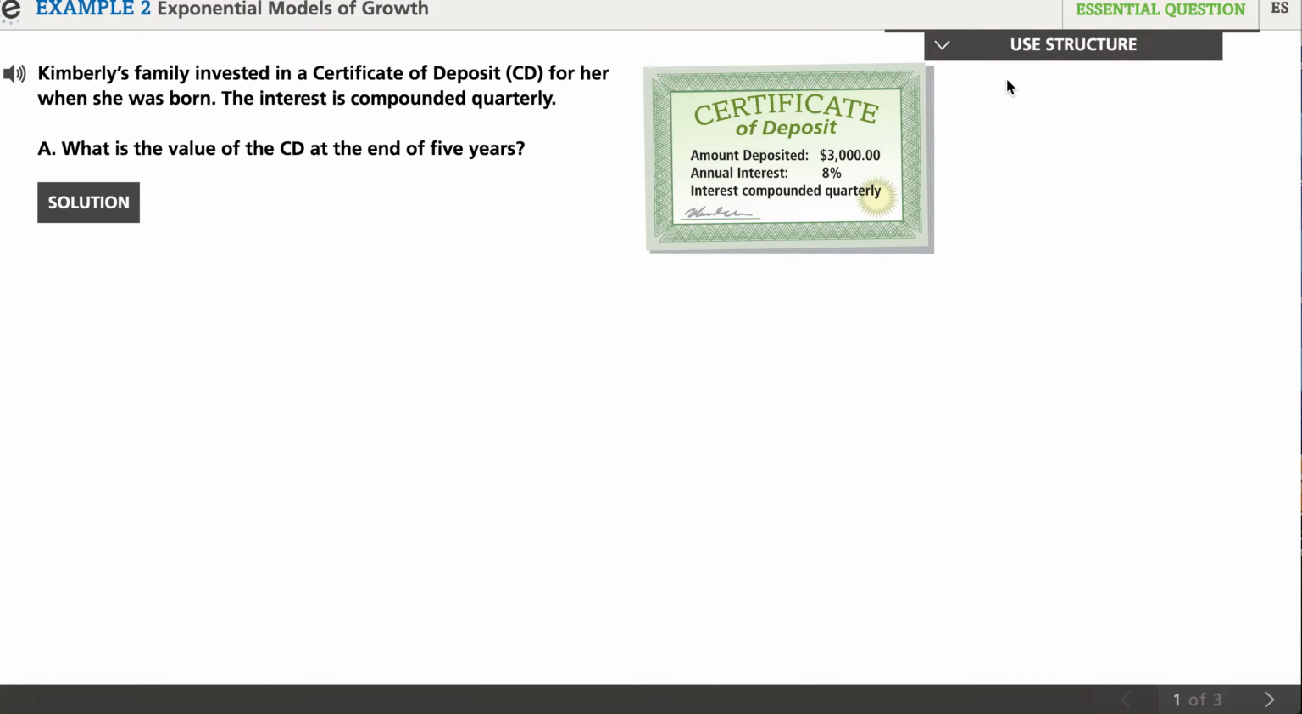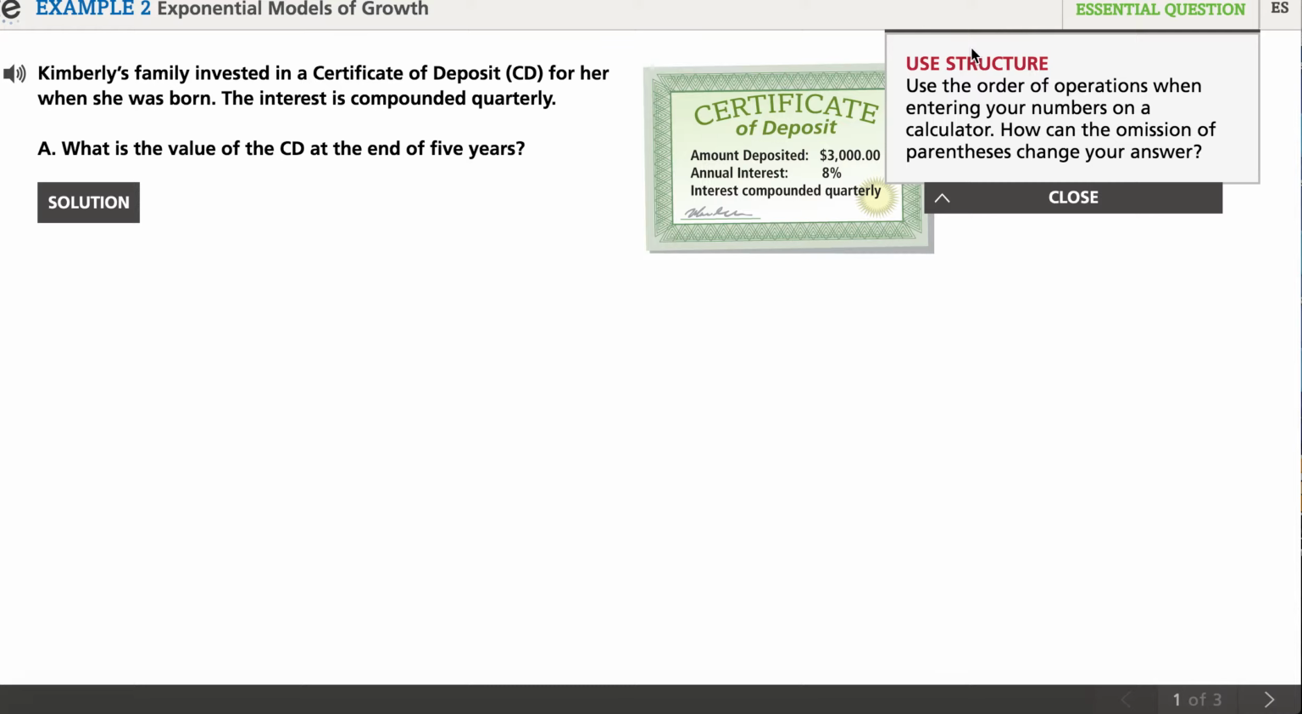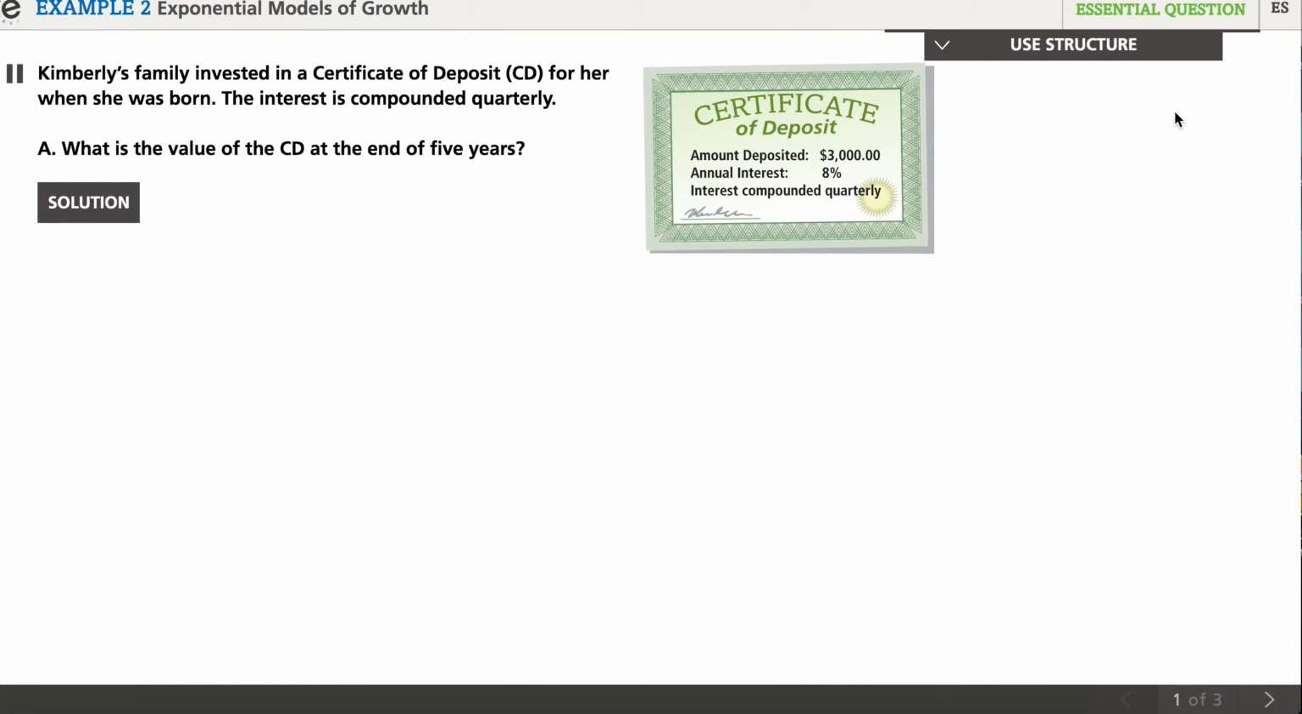We're going to use the structure, the order of operations, when entering your numbers on a calculator. Very important, guys, when you use your graphing calculator, the omission of parentheses can change your answers. So you have to pay close attention to how you put parentheses, how to put the exact equation in order. Kimberly's family invested in a certificate of deposit for her when she was born. The interest is compounded quarterly. Part A. What is the value of the CD at the end of 5 years?